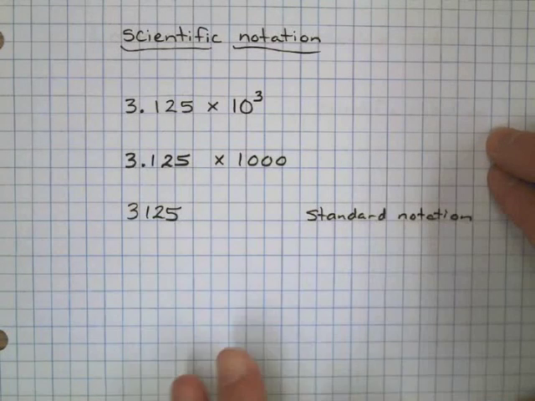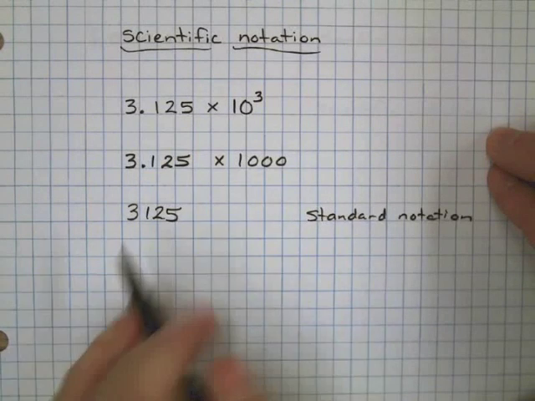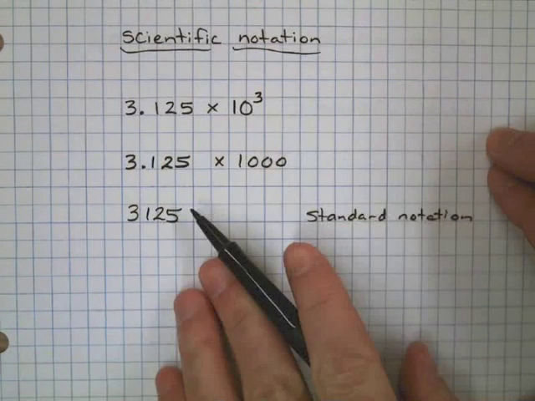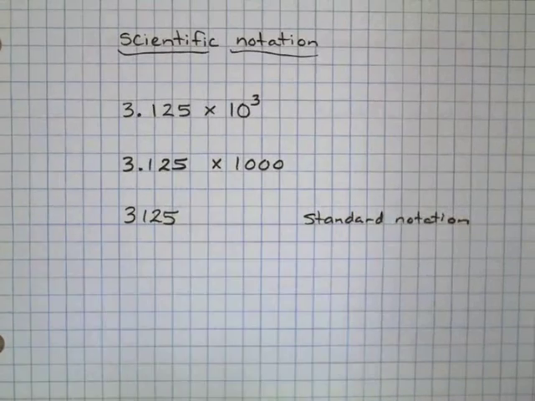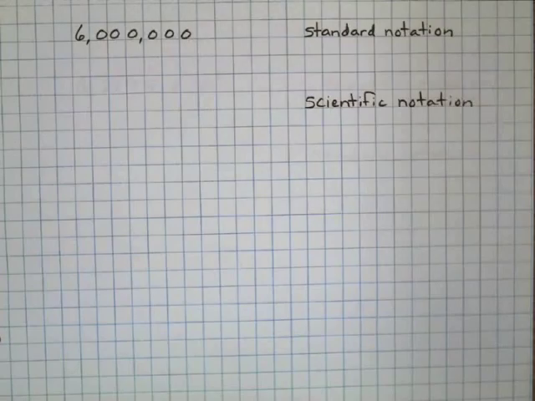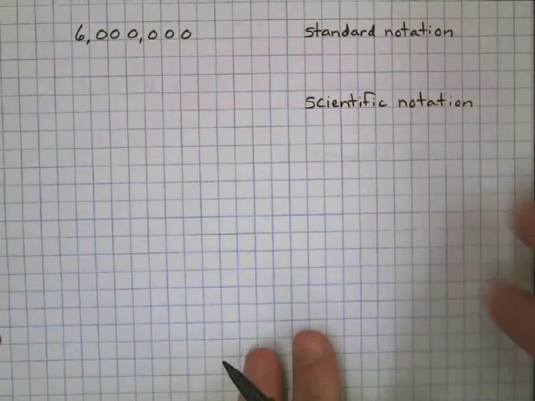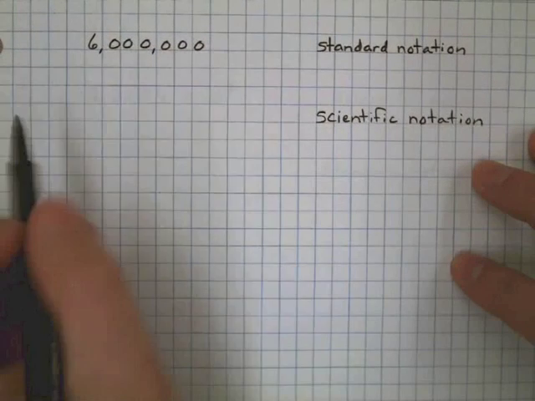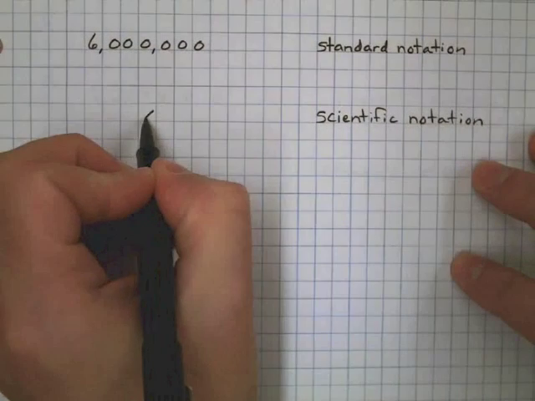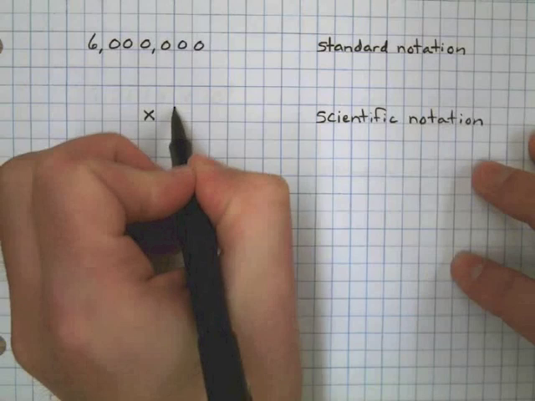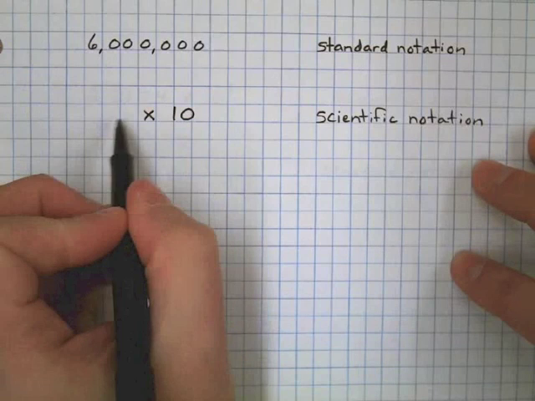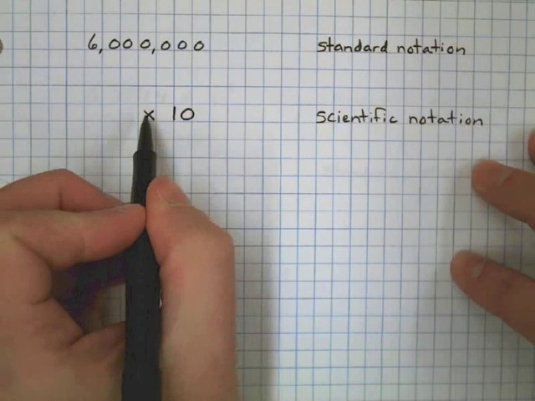And so we can go back and forth between these. I can write this number like this in scientific notation, or I could write it in standard notation. Well, let's look at a number here we have in standard notation, and let's think about how we would write this in scientific notation. Well, we know that in scientific notation, we're going to have a power of 10, and we're going to have some number that's between 0 and 10 on this side. So that's what we need to figure out.